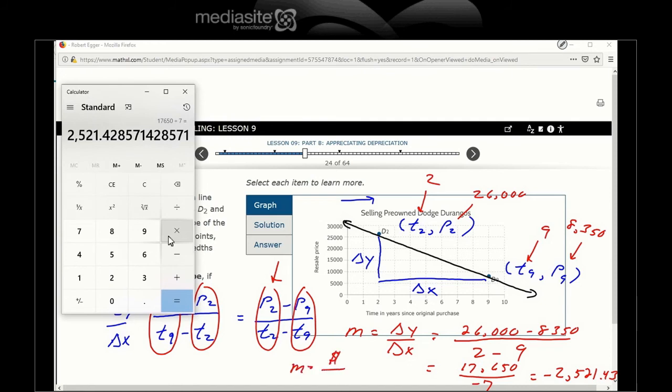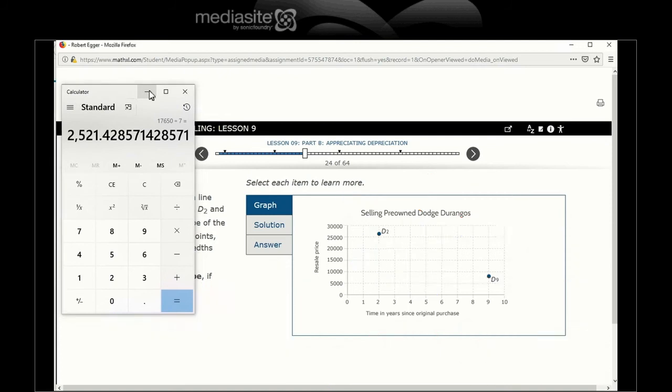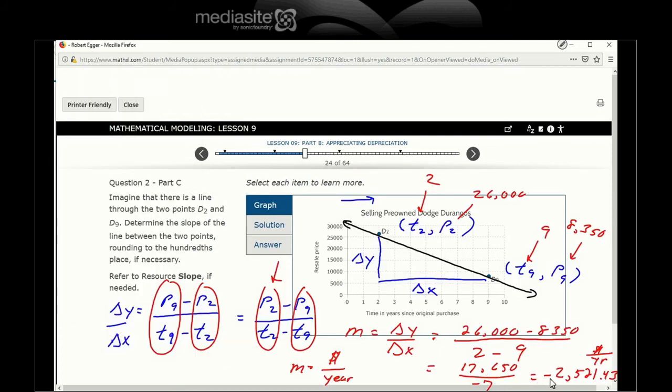Y is sales. The X is the time in years. So it'll be minus. So for every year, not enough room here, every year it'll depreciate $2,521.43 by my analysis. Okay. Notice the slope is minus because as I go left to right, the line is going down. So this here is indicative of a negative slope.